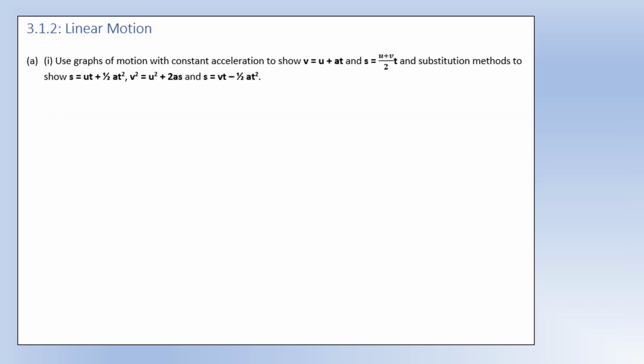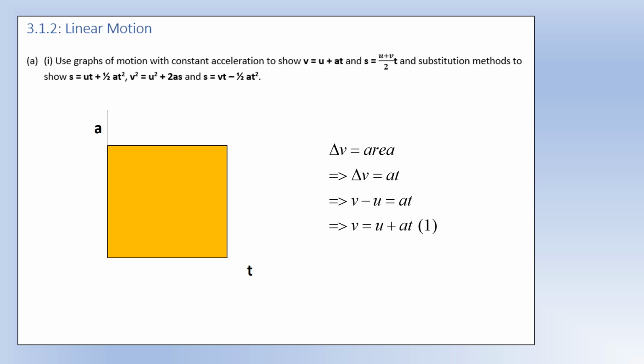All right, so now you've had a go at this, let's look at using graphs to prove these first two equations. There are different ways of doing it, but these would be mine. You should know that the change in velocity is the area under an acceleration graph, and if acceleration is constant, that looks like this. And so that gives us that the change in velocity is equal to at. The change in velocity would be the final minus the initial velocity, and therefore we end up with the equation v equals u plus at, which I'm going to call equation 1 so I can use it later.